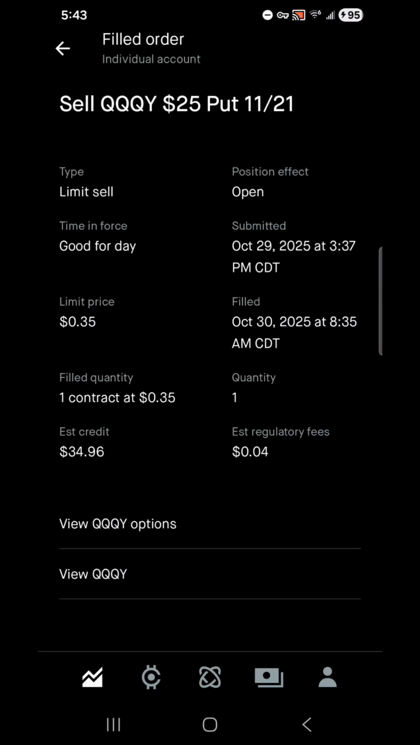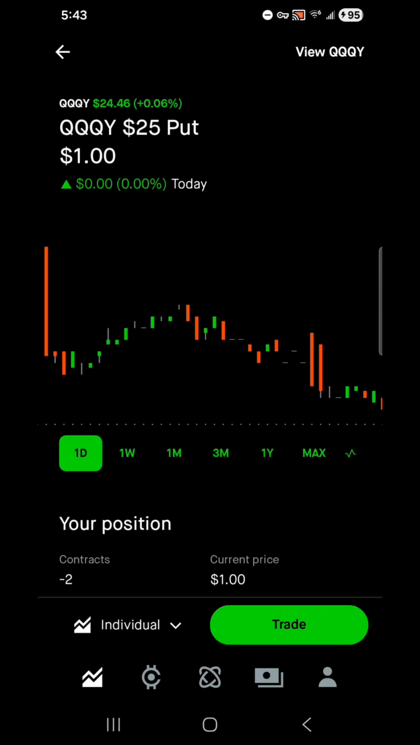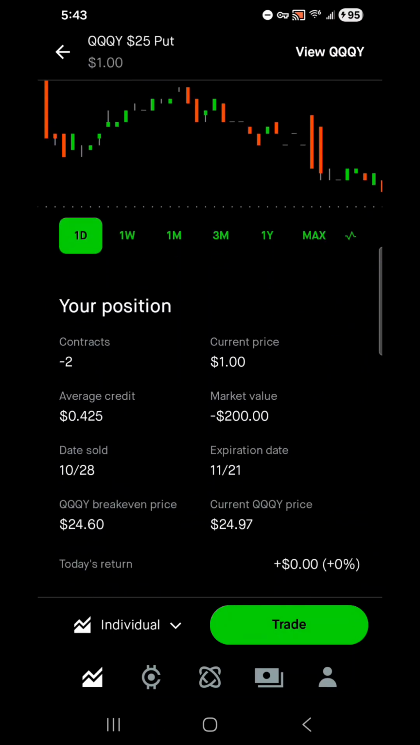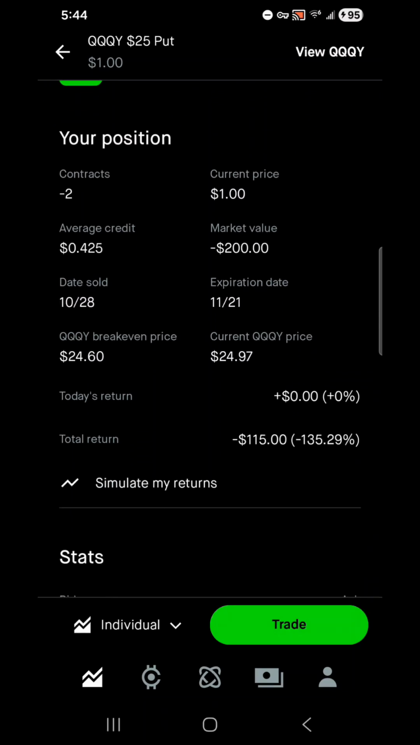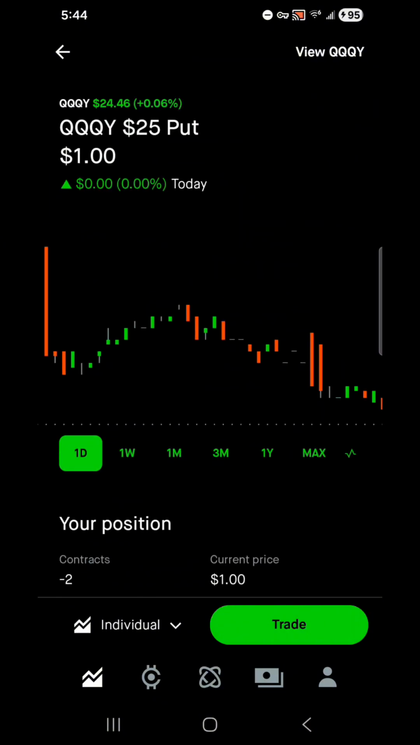So I received about $35 to sell a put at $25. And you can see that the current price up here is $24.46. So that's below my $25 put. I'll probably be forced to buy this at $25. And if you wanted to get out of this deal, you would have to pay $1 times 100 shares. You'd have to pay $100 to close out this deal. And then you are released from your obligation to buy 100 shares of this. But I'm not going to do that because I do want to get into QQQI.